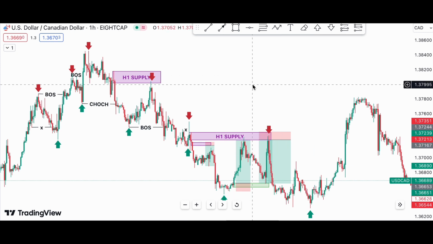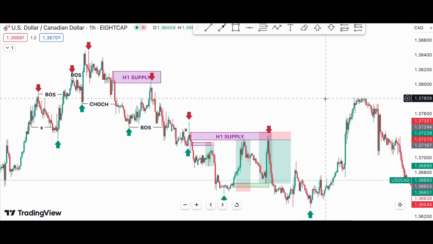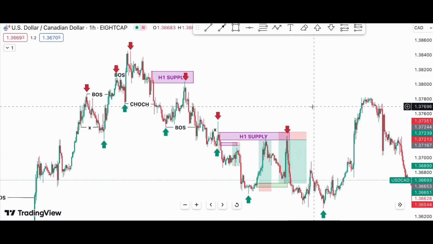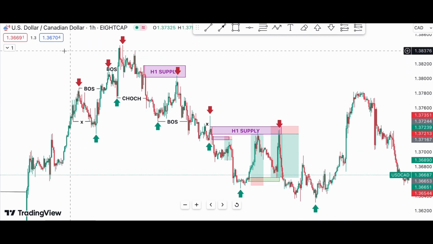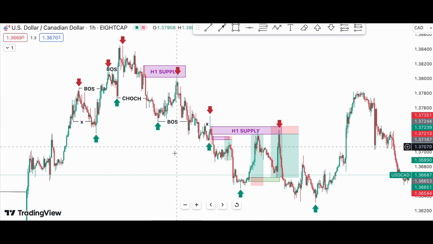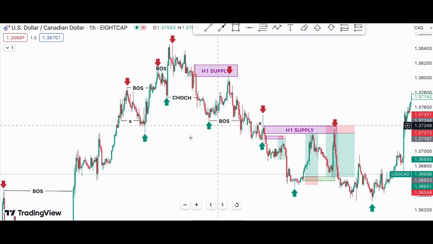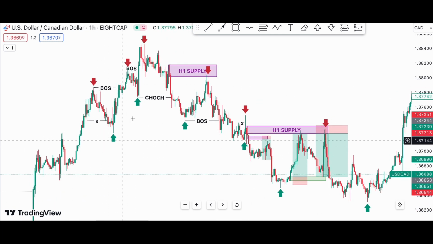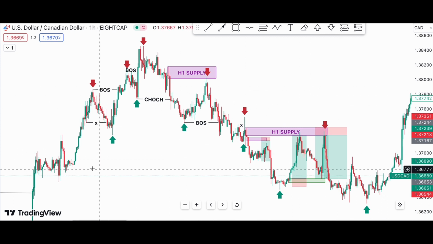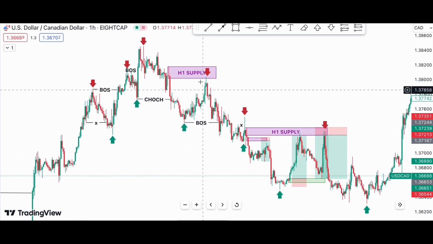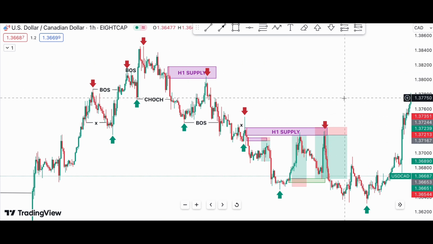Today in this video we are going to learn about confirmation. So this is one of the pairs. All the drawing here is from the previous chapter, where we learned about mechanical advanced market structure. Every arrow here is a valid high and low. Without this, we don't know where the trading range is and where the real chop happens.